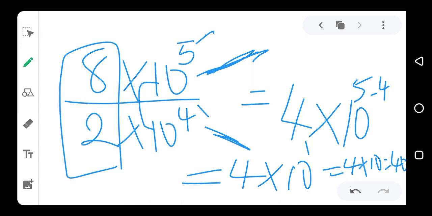If you want to leave it in index form, you leave it as 4 times 10. If you want to simplify it further, you can go to 40 if it is required. Most of the times, you'll be needed to leave your answer in index form. You check your question very well and you see what is expected of you to do.